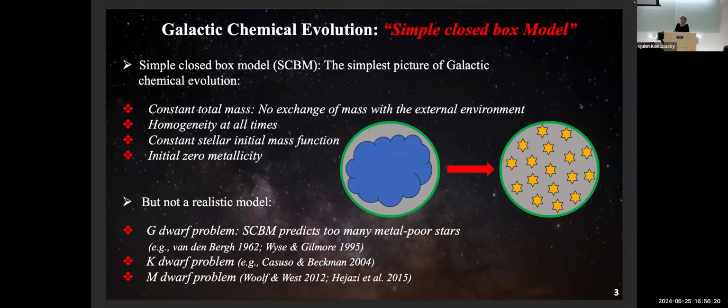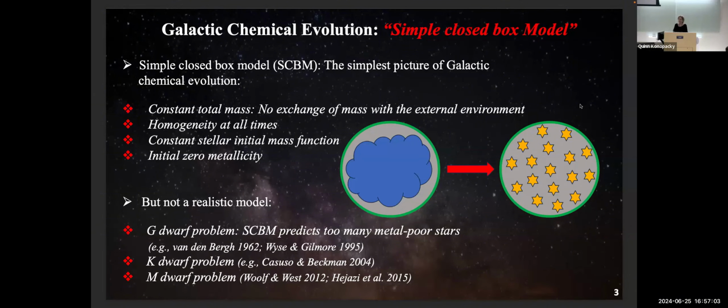Another question is: can we use M dwarf metallicity to probe galactic chemical evolution models? The answer is not very satisfying. When the galaxy first emerges, the disk structure forms as star forming gas and dust fall into the central plane. The simplest model, called the simple closed box model, assumes that this happens at once, and after that there is no exchange of mass between the disk or the system and the external environment.